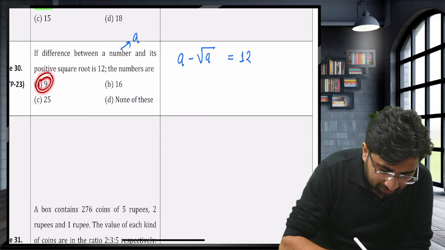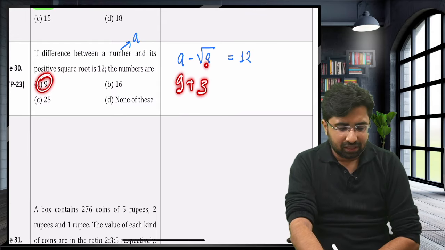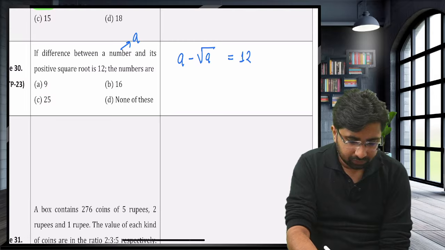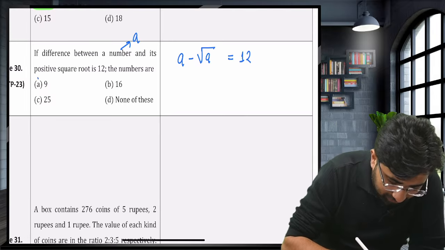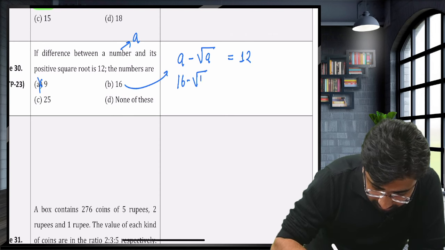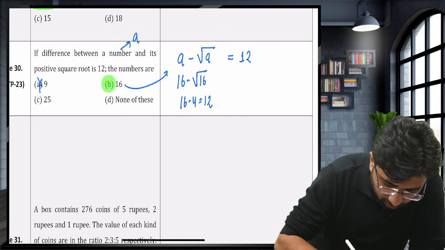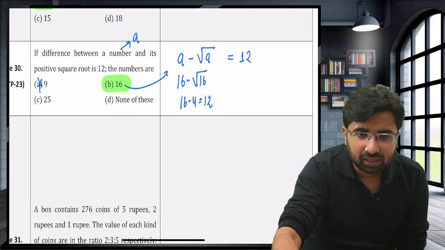If you take 9, 9 plus root 9, 3, 10, 11, 12. Sorry, you have to subtract. 9 minus 3, 6. No, guys, this is not an answer. Let's check for 16. 16 minus root 16, you are getting 16 minus 4. Yes, you are getting 12. So, yes, option B is the right answer.